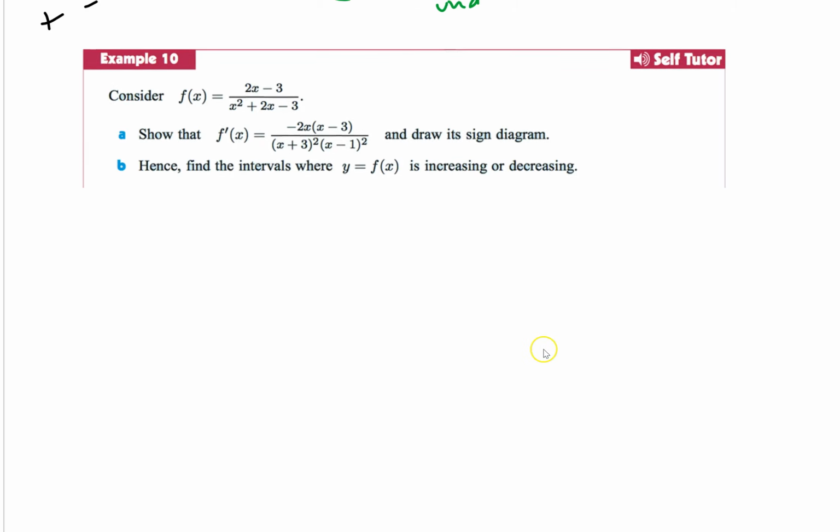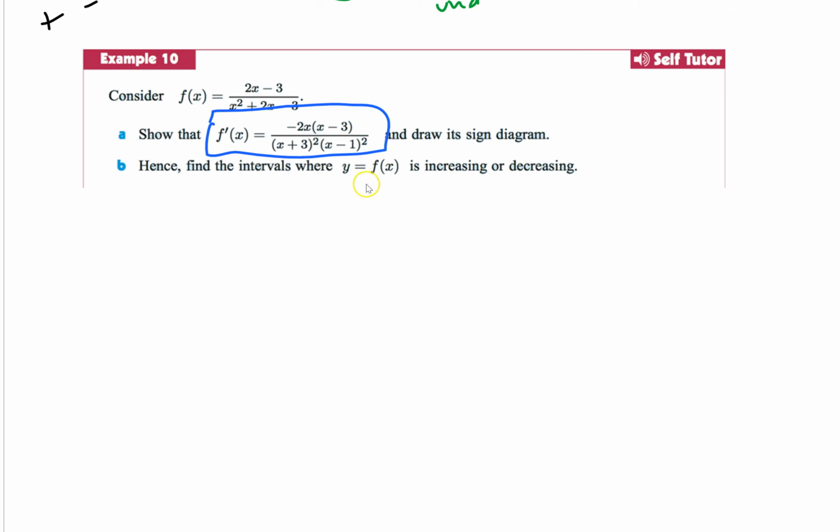Okay, let's talk about this. Look at this fancy, ugly thing. How do we find the sign chart for increase and decrease on this monstrosity? Well, first step is a review. Show that using quotient rule that your derivative equals this, and draw a sign diagram. IB does this because in case you don't know how to take the quotient rule, you can still do the second part. We're actually going to skip the show-that part because of time and just find a sign diagram.